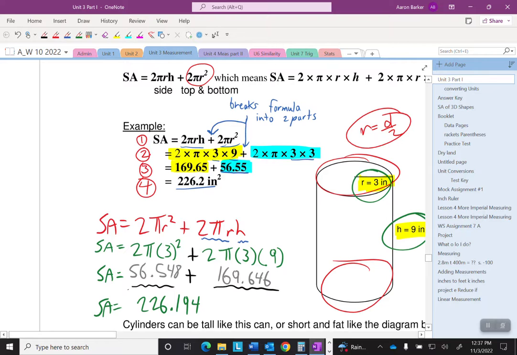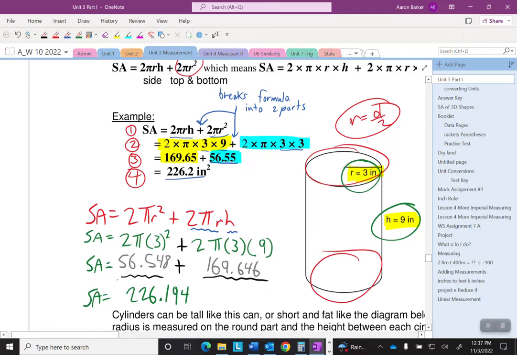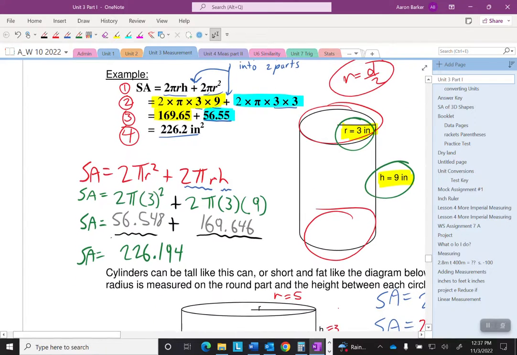Now, this question was nice because they gave us the radius. What if they don't give us the radius? What if they give us the diameter? What are we going to do? Tyson? Yeah, we would just find the radius by dividing the diameter by 2. Okay? So do watch for that. They do try and do that quite a bit. Let's look at this next one.